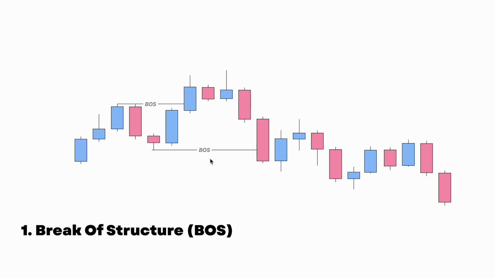Now, it's important to understand when you mark out a break of structure, it must come from a body candle close through the level. We do not use the wicks as a break of structure. This will help you in future areas when you're looking at potential trades to avoid traps in the market. Now, what do I mean by those traps?